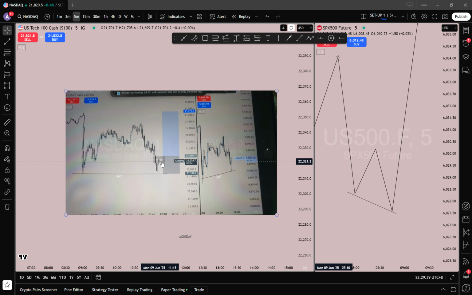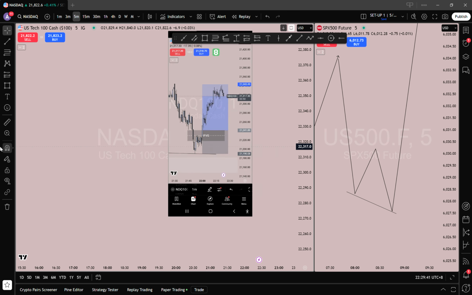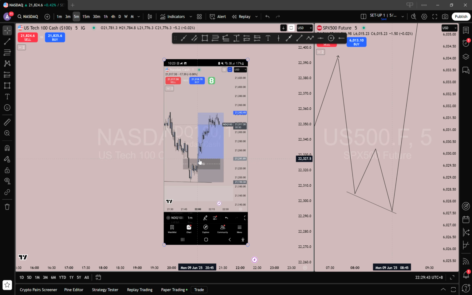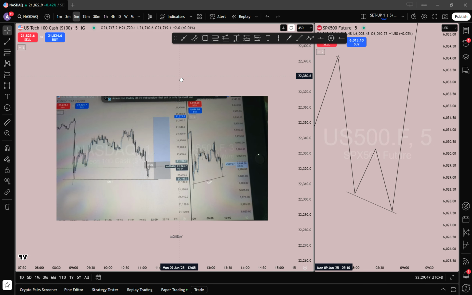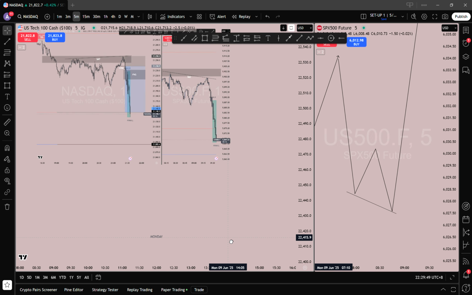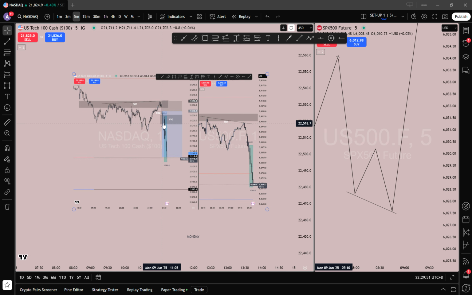So then we found a fair value gap to enter off. If you enter off of the disrespect, and then you target these highs over here, you would have won. Then over here, we took these liquidity zones, all this liquidity when New York opened also.